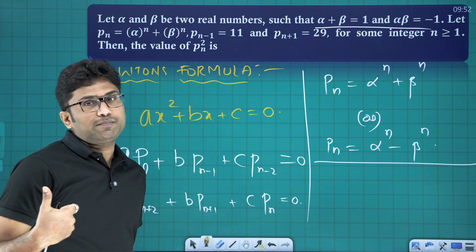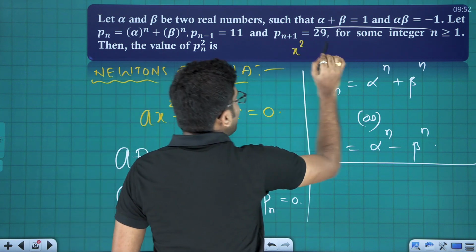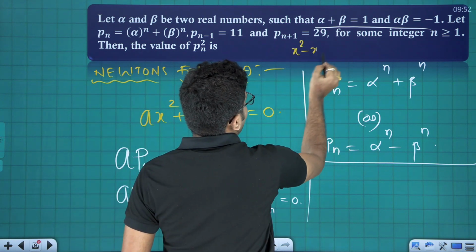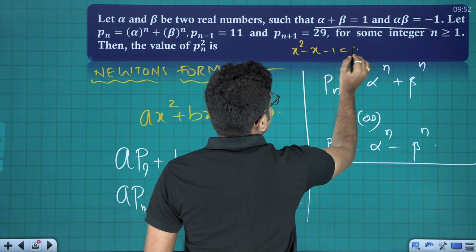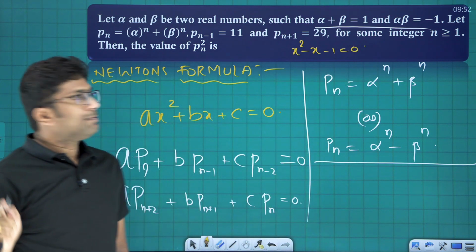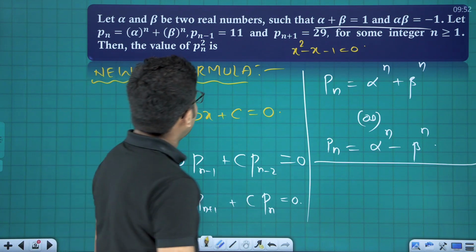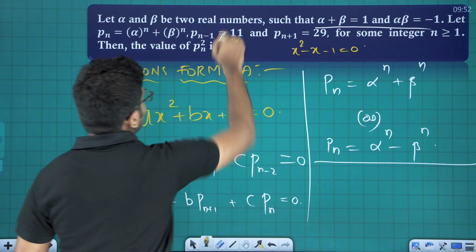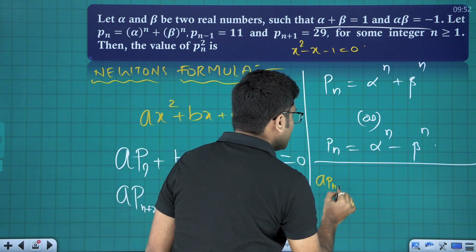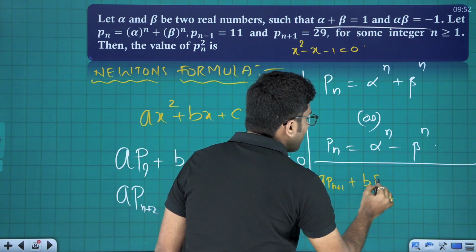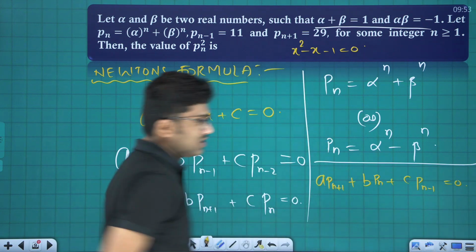If they give you the sum and product, can't we get the equation? Yes, we know x square minus x into (alpha plus beta), that is minus x, plus alpha beta, minus 1, is equal to 0. So here A value is 1, B value is minus 1, C is also minus 1. Now what they said, Pn minus 1, Pn plus 1. So friends, we start with A Pn plus 1 plus B times Pn plus C times Pn minus 1 is equal to 0.